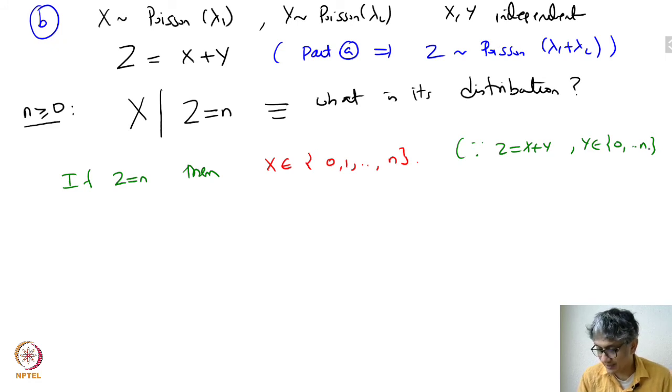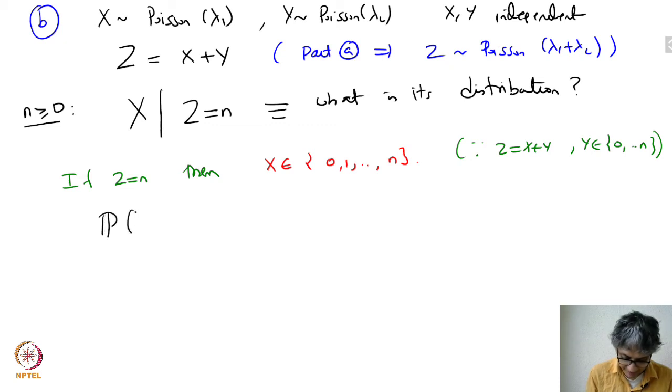Let's get back to this. This is where we are. So now, how do I do this? Suppose I want to calculate the chance that, given n is fixed, n is fixed, so then the chance that X is equal to k given Z is equal to n.